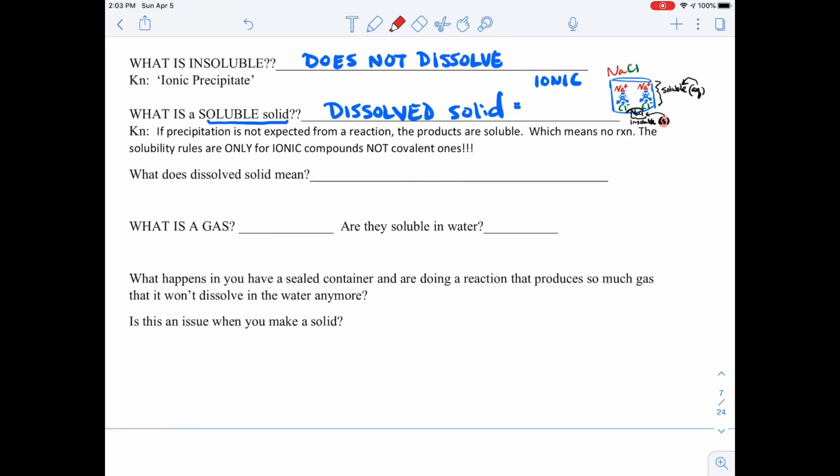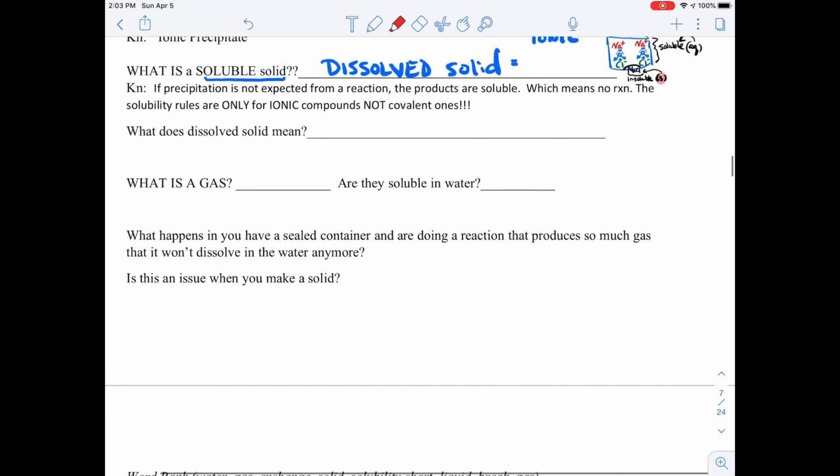A little Newton comment in there. The reason I don't like using the word dissolved solid is that once it's dissolved, it's not a solid anymore, it's ions, right? But Newton likes to use the word dissolved solid. So we'll just say that what this means is that the solid has split into ions.